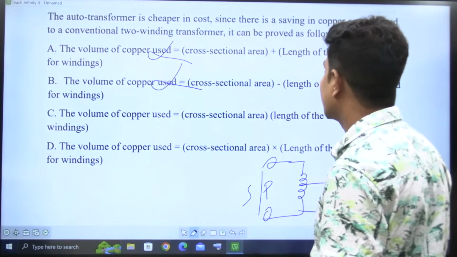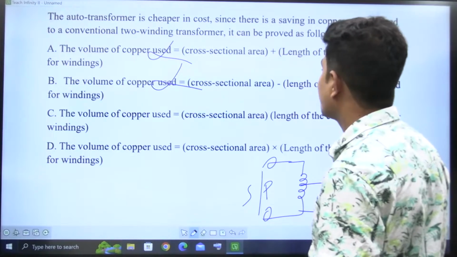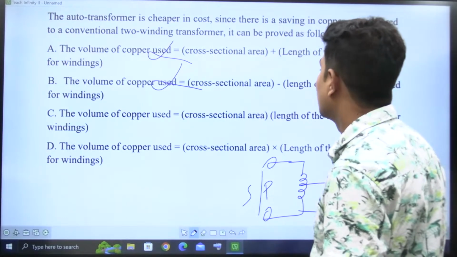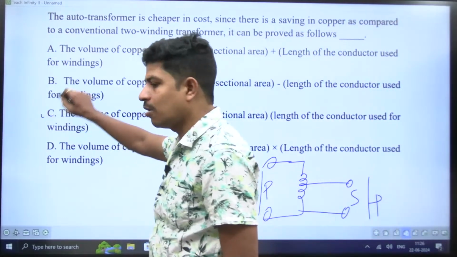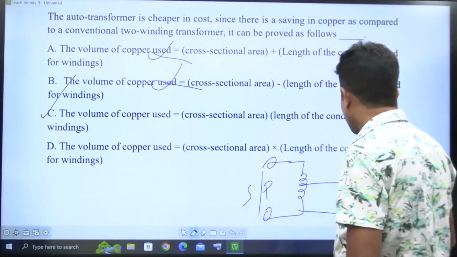Next, option D is cross sectional area into length of the conductor used for windings. Option C and D are the same. Either option C or option D. Yes, it is. Let's go to the next one.